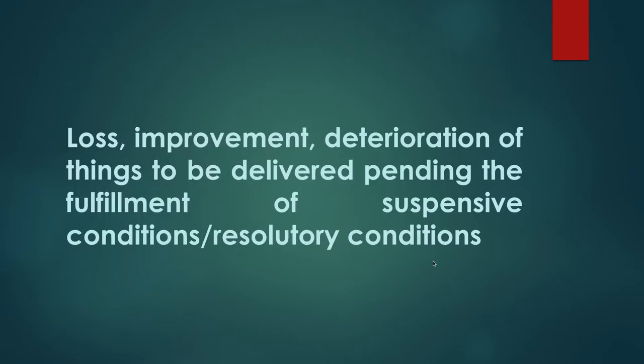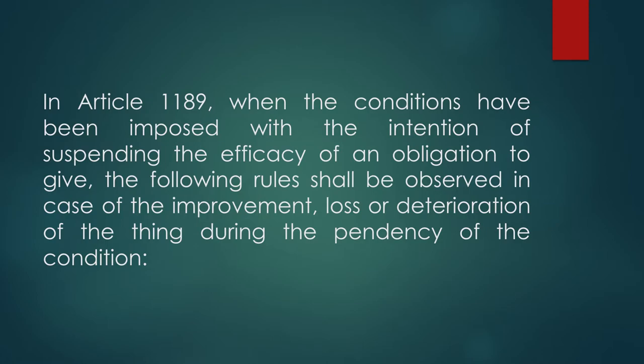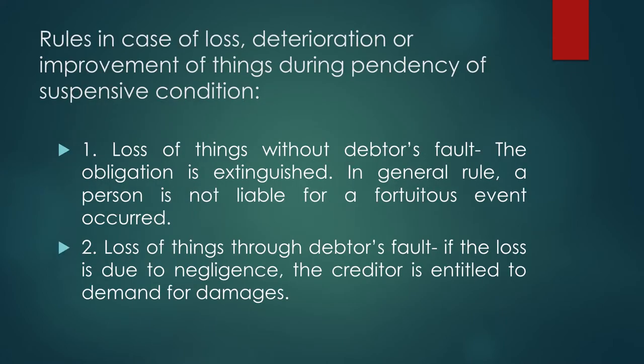So how about loss, improvement, deterioration of things to be delivered pending the fulfillment of suspensive or resolutory condition? So in Article 1189, when the conditions have been imposed with the intention of suspending the efficacy of an obligation to give, the following rules shall be observed in case of the improvement, loss, or deterioration of the thing during the pendency of the condition. What are those rules? One, loss of things without debtor's fault, the obligation is extinguished. In general, a person is not liable for a fortuitous event.